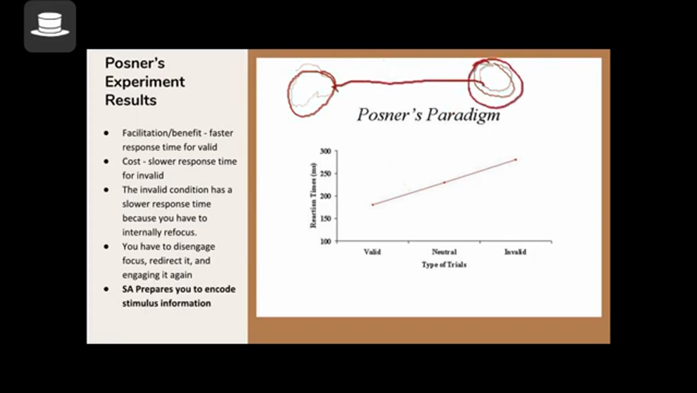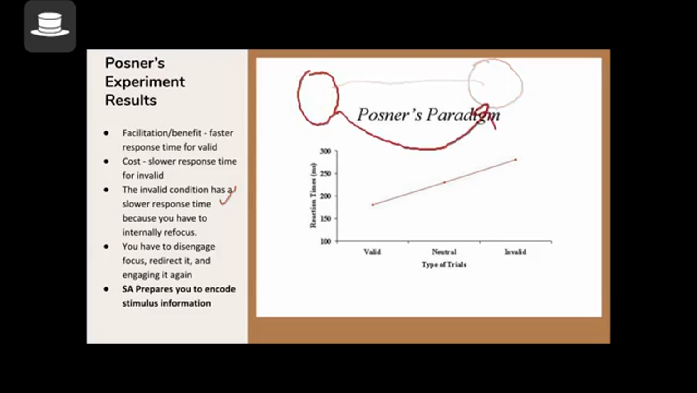So the invalid condition is slower response time because you have to internally refocus. Change your spotlight attention from this point to this point. You have to disengage, focus, redirect, and re-engage again. That's the reason why you see this big of a difference in reaction time.